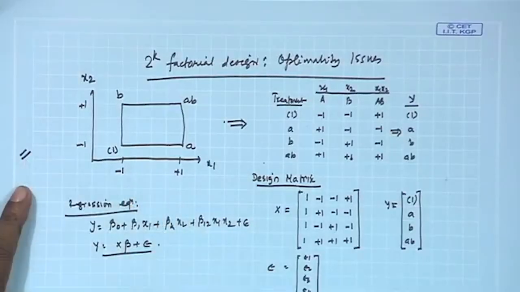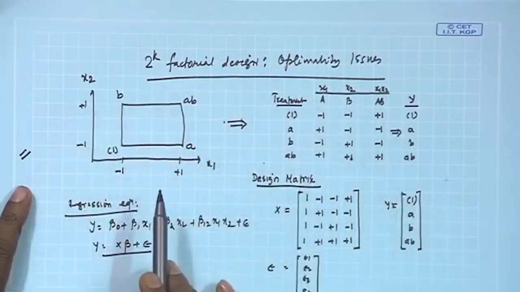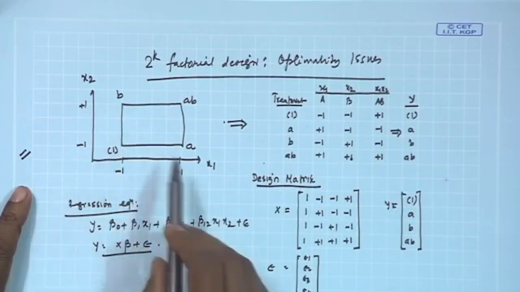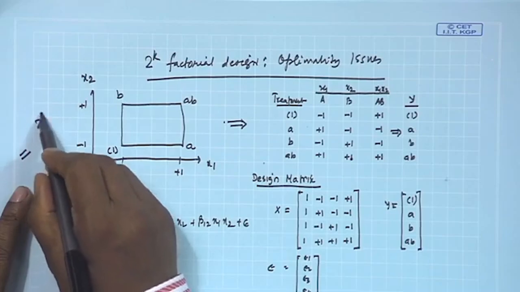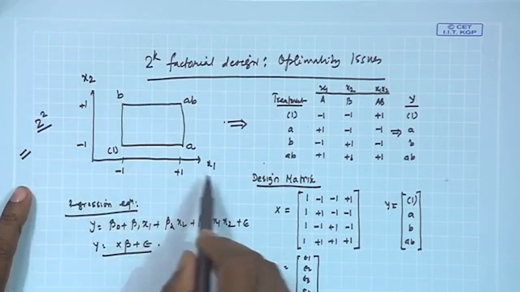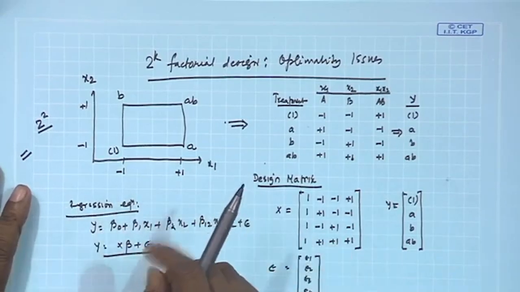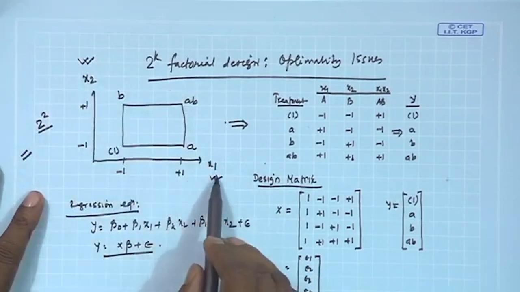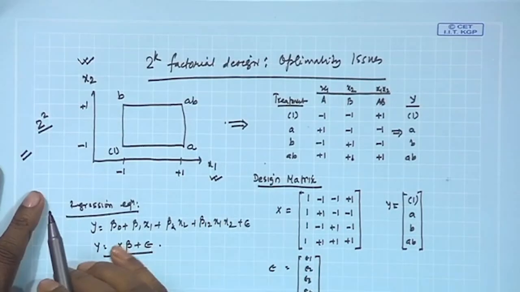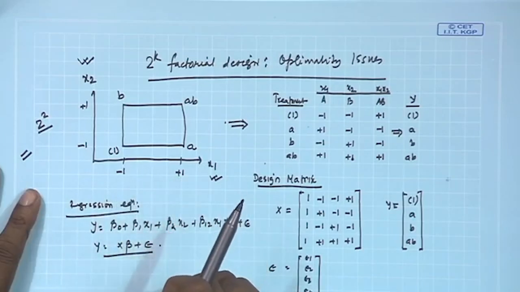So, you see this page, and I am 100% sure that all those terms written here are known to you. The first one is talking about the geometric representation of 2 to the power 2 design. Here we have two factors A and B. When you use the same thing in regression, we denote them by x 1 and x 2. And x 1 has two labels, x 2 also has two labels. The labels are denoted by minus 1 and plus 1 as high and low respectively.